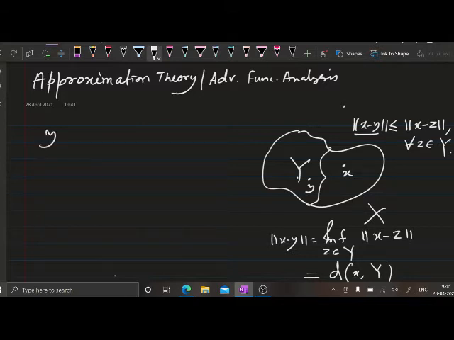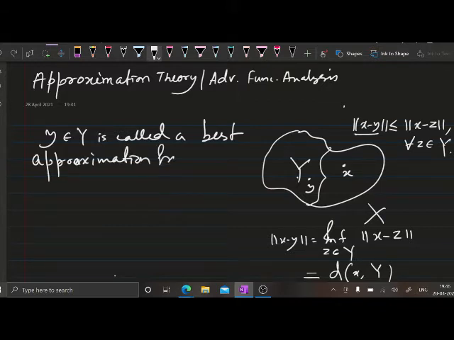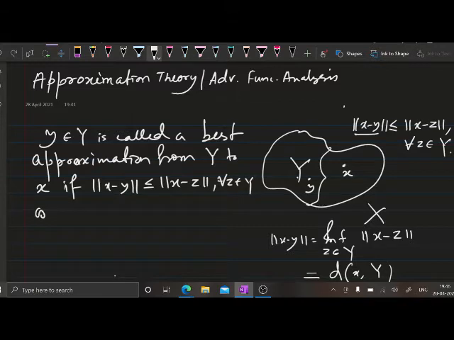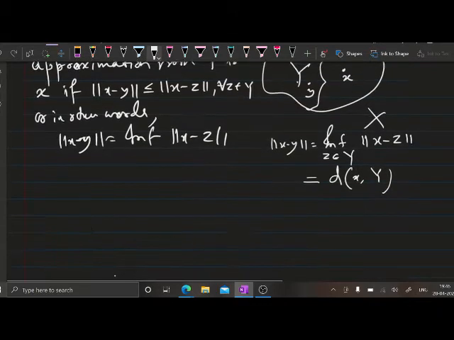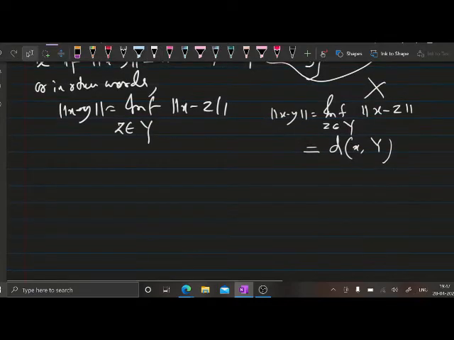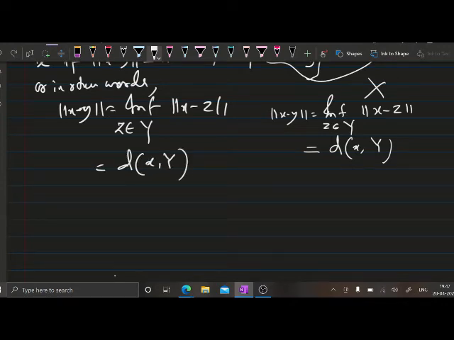Formally speaking, y belongs to capital Y is called a best approximation from capital Y to small x if norm of x minus y is less or equal to norm of x minus z for all z belongs to Y. Or in other words, norm of x minus y will be the infimum of norm of x minus z where z varies over Y. Okay, and this is actually the distance between small x and the set capital Y.